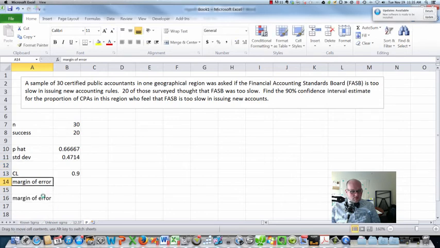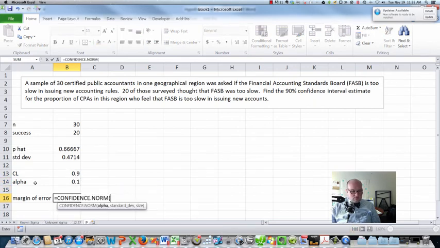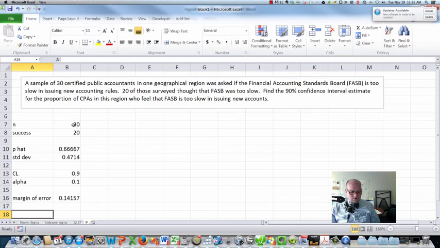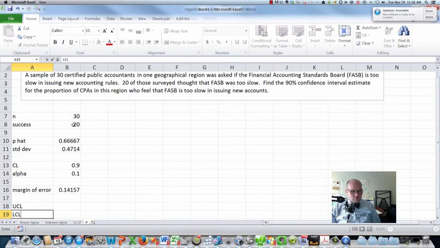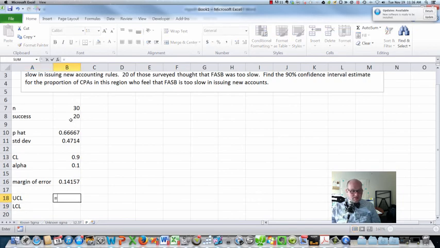Let's see. Here's my confidence level. So I should put alpha right below it. Alpha equals 1 minus my confidence level. So we need an alpha. There he is. And a standard deviation, not a standard error this time. It's actually really the standard deviation. And the size, there he is, 30. That's it. So that gives me a margin of error. So my upper control limit and lower control limit is the p hat. And this time my estimate is p hat plus my margin of error, and my p hat minus my margin of error.